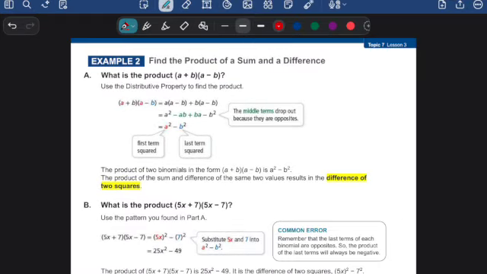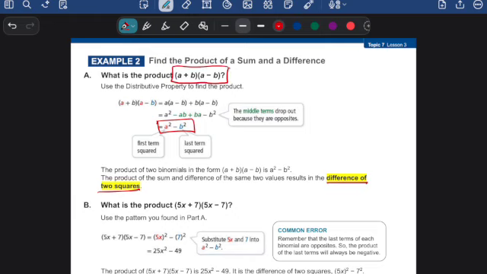Example 2, what is the product if I add two terms together and then I'm subtracting them? So think back to our explore and reason. This is what we were doing. So if we just apply the distributive property like we did in the beginning in our warm-up, we see that we get this pattern, the first term squared minus the second term squared. The middle terms will cancel each other out because one is negative and one is positive. This is called the difference of two squares. Think about the name, it makes sense. We're taking the difference of two things that are squared.